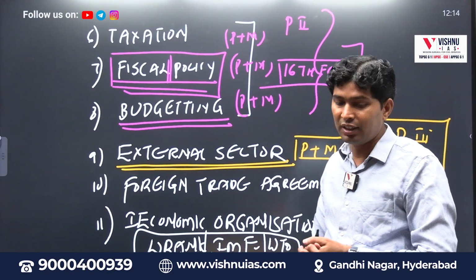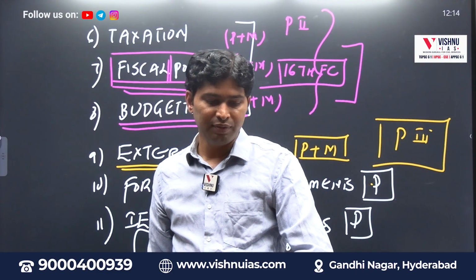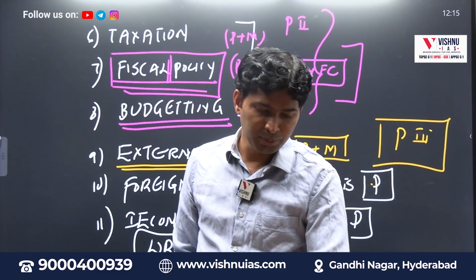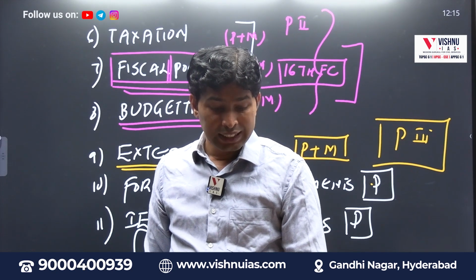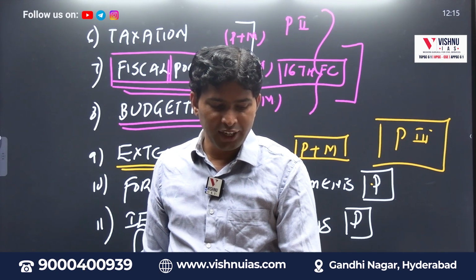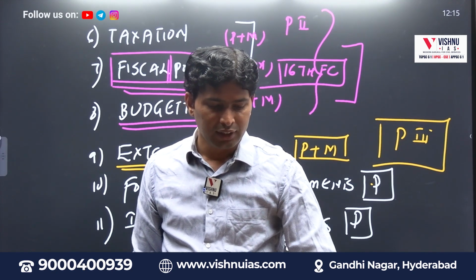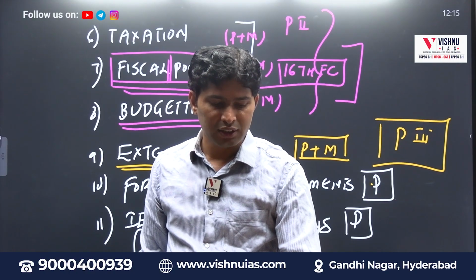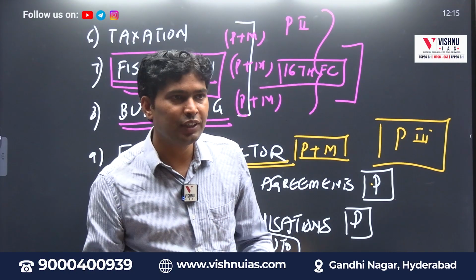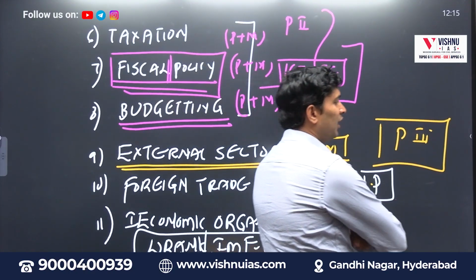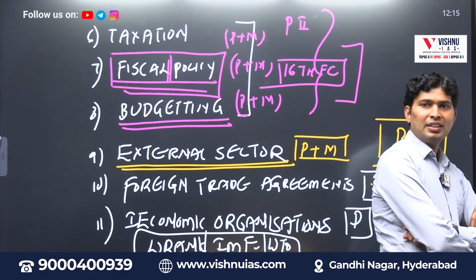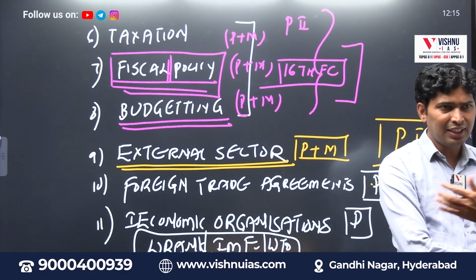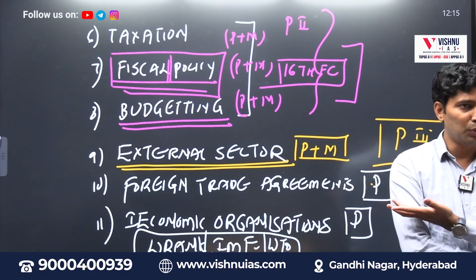WTO, World Trade Organization, most favored nation, national treatment, reciprocity, TRIPS, TRIMS. You keep reading some words in the newspaper: patent, copyright, trademark, GI, geographical indication. So TRIMS, FDI, FPI, then agreement on agriculture. Recently the WTO conference is in the news.